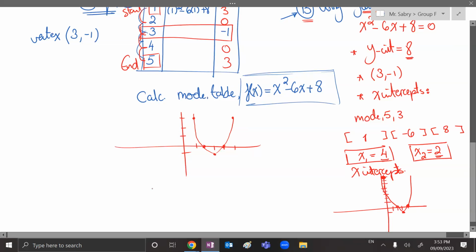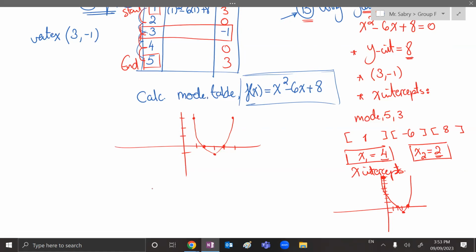If I use the other two methods, what is this one? This one's a bit confusing. We need to know both of them.